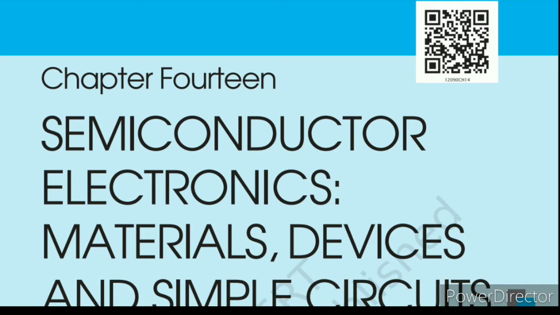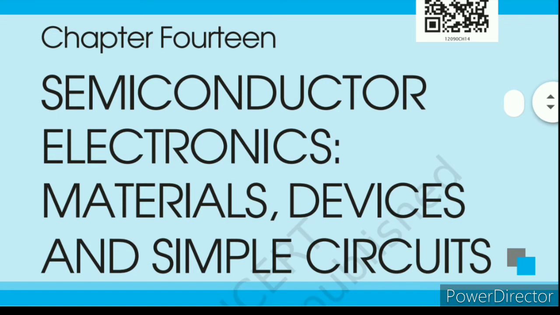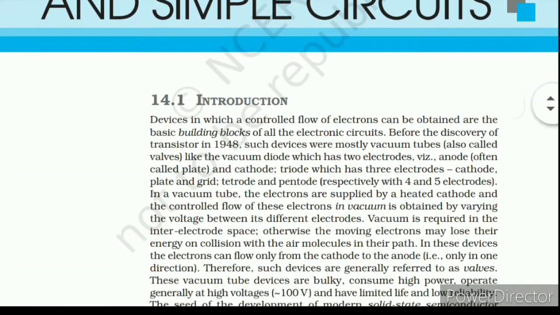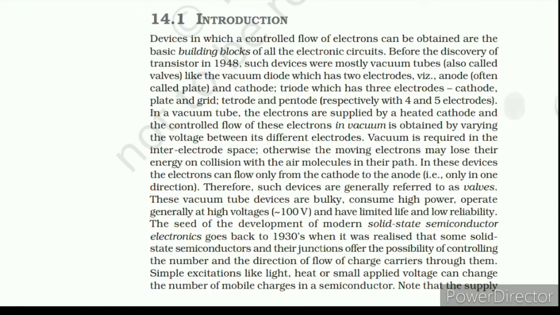Chapter 14, Semiconductor Electronics: Materials, Devices, and Simple Circuits. 14.1 Introduction. Devices in which a controlled flow of electrons can be obtained are basic building blocks of all electronic circuits. Before the discovery of the transistor in 1948, such devices were mostly vacuum tubes, also called valves, like the vacuum diode, which has two electrodes, that is anode and cathode, the triode, which has three electrodes, that is cathode, plate and grid, and the tetrode and pentode, with 4 and 5 electrodes respectively.